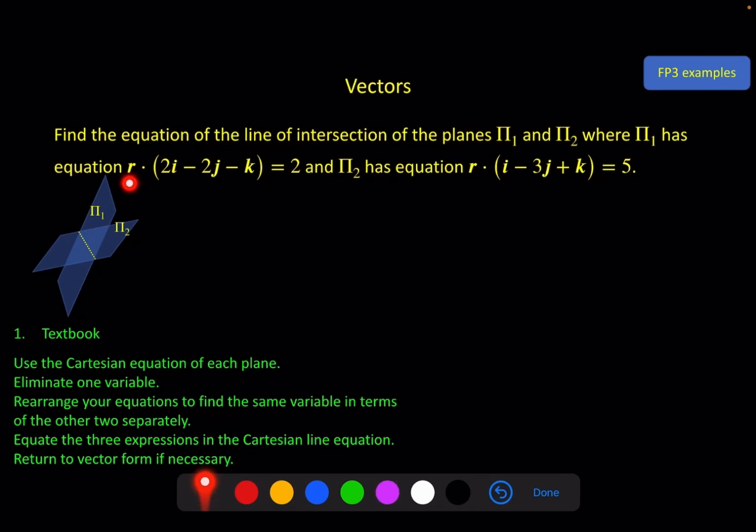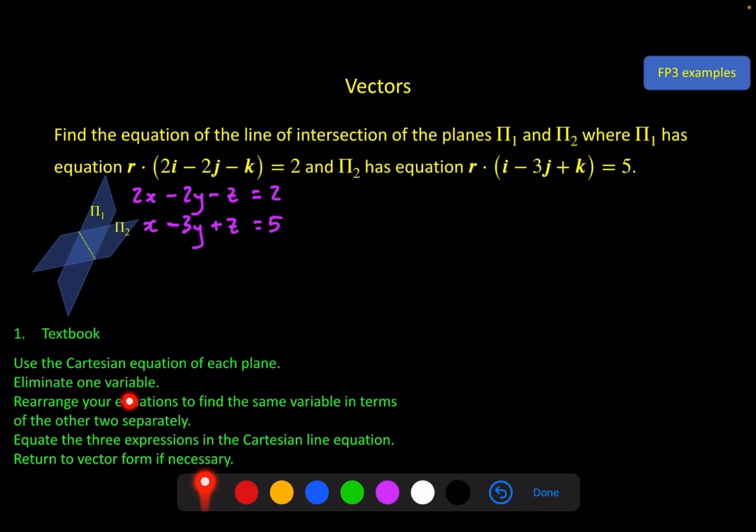So remember, r is our general point x, y, z, and I'm just going to do the dot product here. So we've got 2x minus 2y minus z equals 2, and that's the same information for that plane equation. Do the same thing over here. r is the same r if these intersect, so x, y, z is the same x, y, and z, so I've got x minus 3y plus z, and that has to equal 5. So I've got x minus 3y plus z must equal 5 from the second plane equation. And these two must be true at the same time along this line.